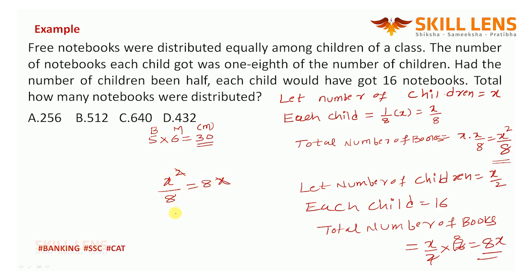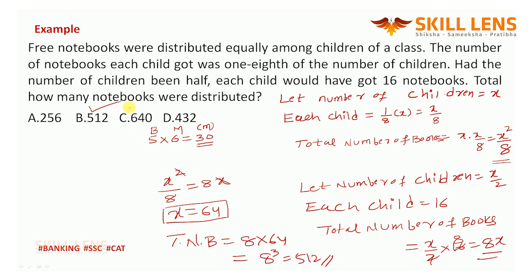So anyway, x is going to be cancelled. So x is equal to 64. Do you want x? No. What do you want? The total number of books. You can substitute 64 here or here. So let me substitute here because this is easy. The total number of books is equal to 8 into 64. If you closely observe, this is 8 cube, because I can write 64 as 8 square. So 8 cube is 512. So the answer for this particular question is 512. So that's how you can get your answer very easily.